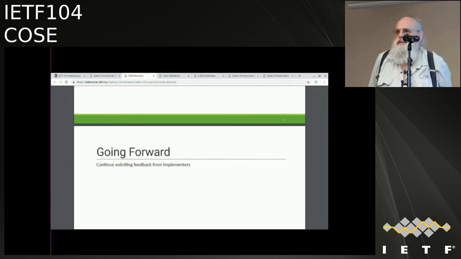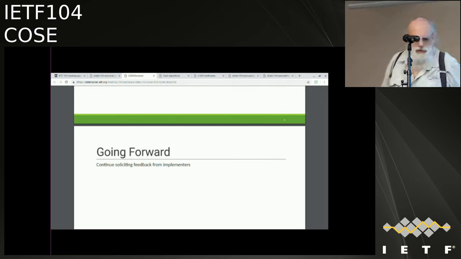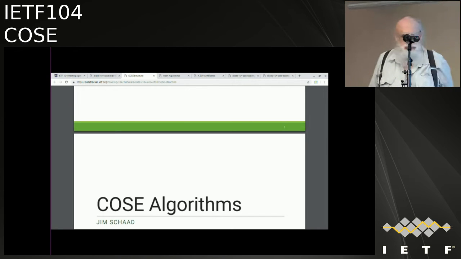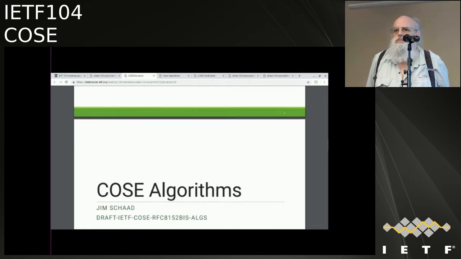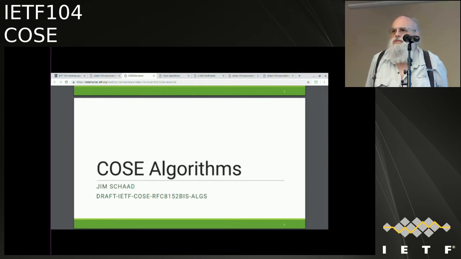Going forward, anyone who's implementing and has feedback on something that's not clear, something that needs to be done better, I want to hear about it, because that's the whole purpose of doing this revision, is to make things clearer for implementers. Does anybody else have any other issues regarding the structure draft?